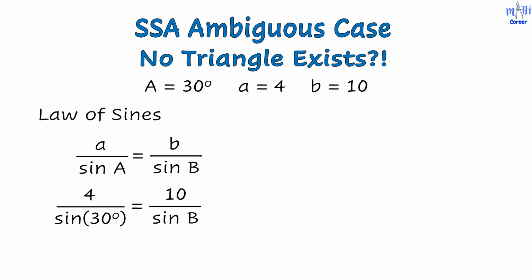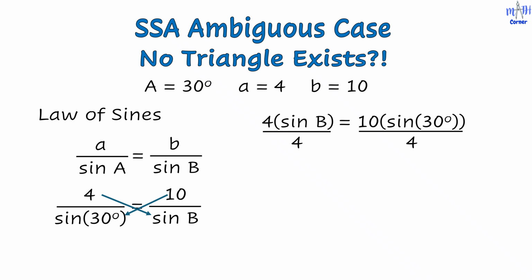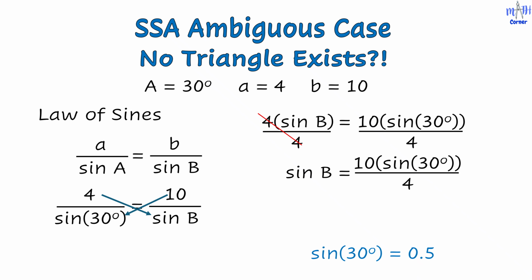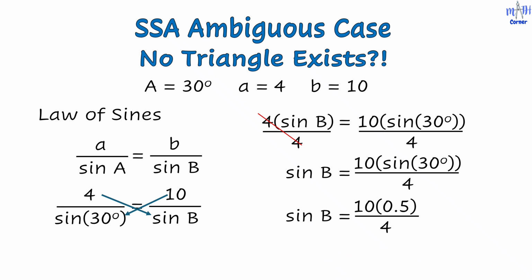To isolate sine B, cross multiply. 4 times sine B equals 10 times sine 30 degrees. Divide both sides by 4. Sine B equals 10 times sine 30 degrees divided by 4. Since sine 30 degrees equals 0.5, then we have sine B equals 10 times 0.5 divided by 4. So sine B equals 1.25.